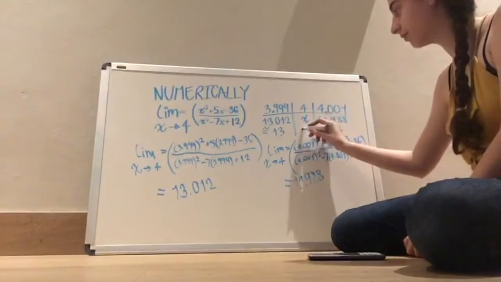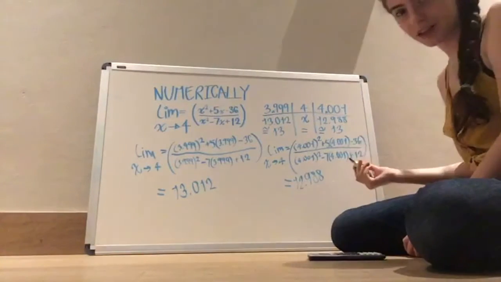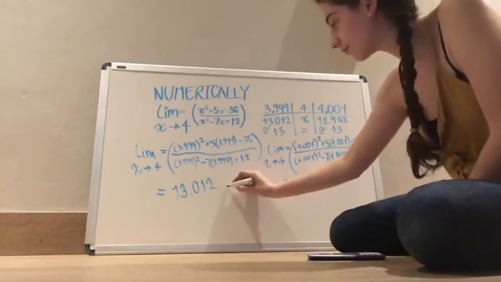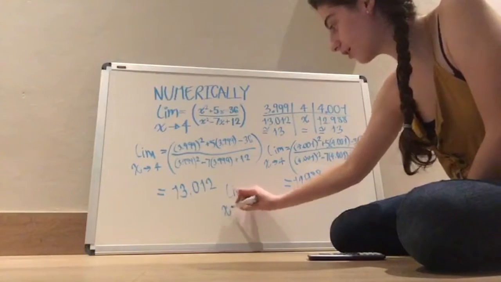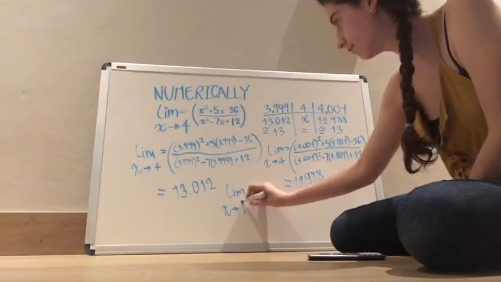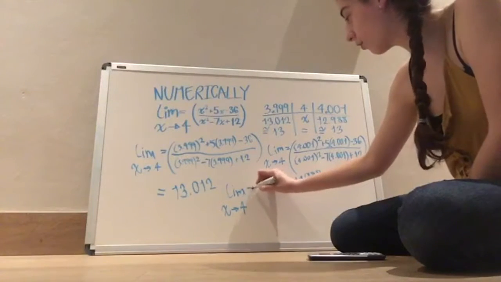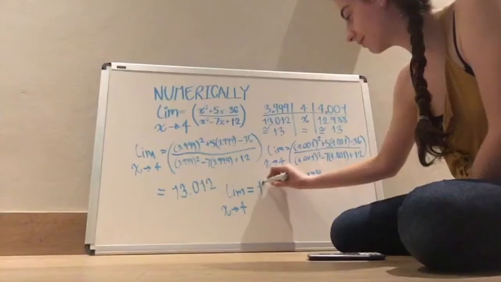So they are the same. So the answer will be limit x, which is 4, is equal to 13.